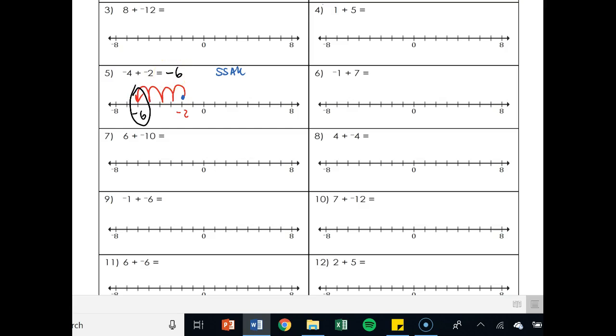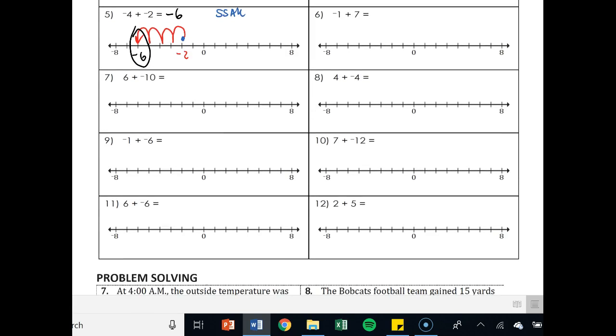All right, let's do one more, like 4 plus negative 4, right? Start at 4, 1, 2, 3, 4. I should label this problem. It's a DSSM, different signs, subtract more. And then I'm going to go back 4 from here. 1, 2, 3, 4. And look what I end up on. End up on 0. So clearly, 4 plus negative 4 is 0.